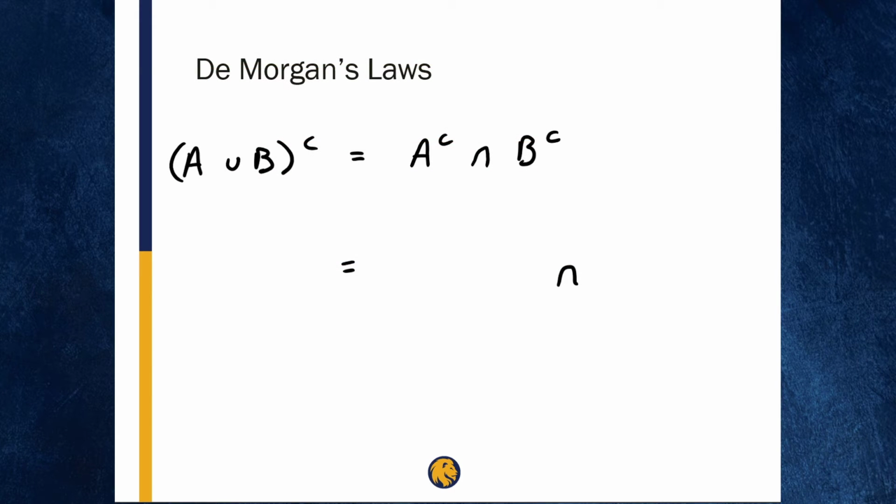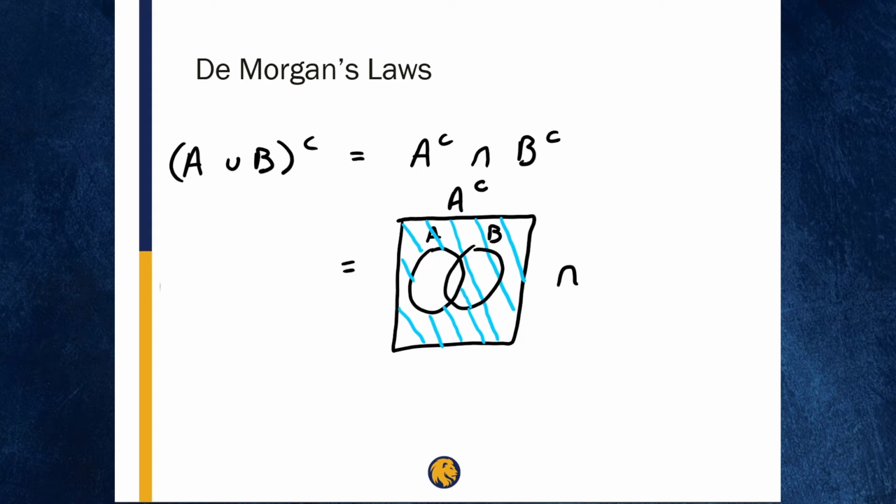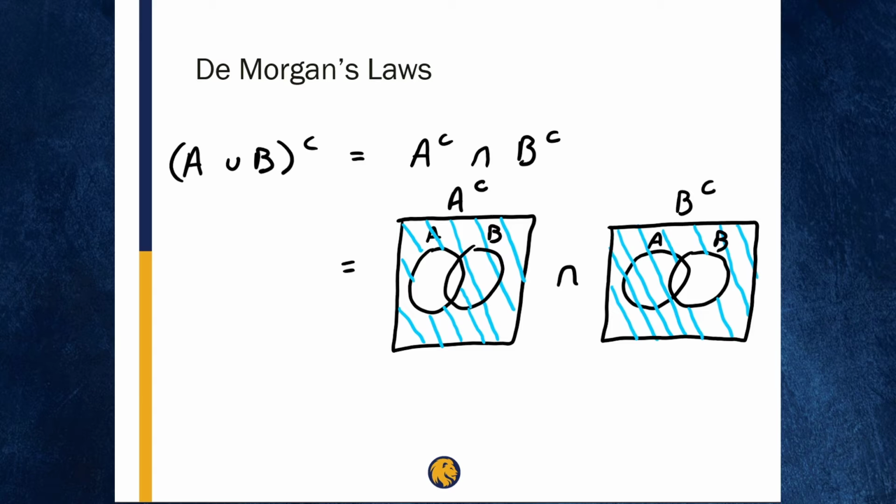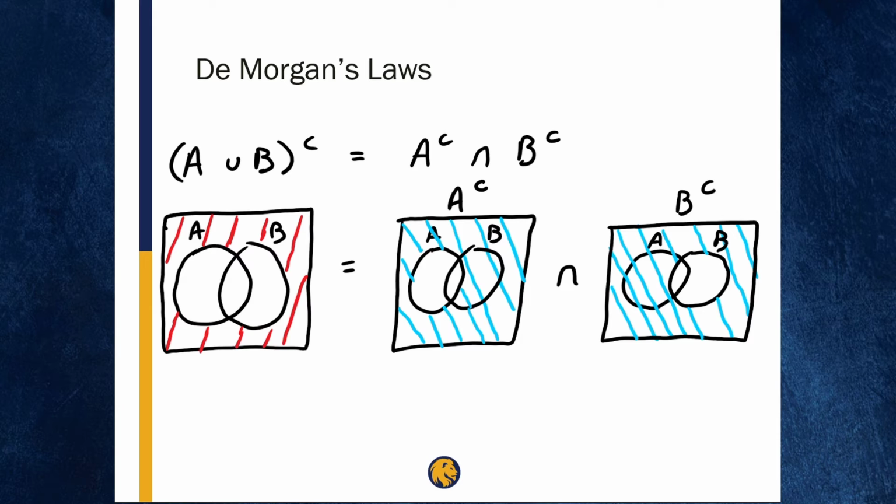So for De Morgan's Law, let's look at the A complement here, everything outside of A, intersected with everything outside of B. If we consider the intersection, which is the overlap of A complement and B complement, what we'll see is this area here, which actually is all the area outside of both A and B. So that's how De Morgan's Law says that (A union B) complement is equal to A complement intersect B complement.